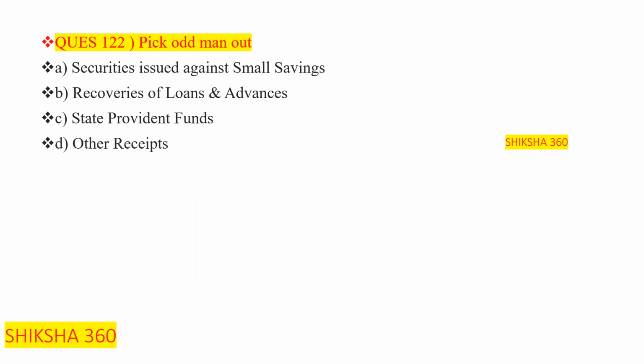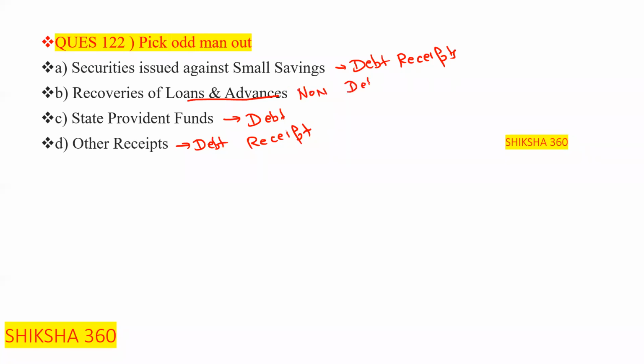So we know that securities issued against small savings are debt receipts, which we have to pay. State provident funds also we have to pay. Other SIPs we also have to pay. All of these come under the debt receipts. Recovery of loans and advances comes under the non-debt receipts. So option number B is our answer, that is recovery of loans and advances.